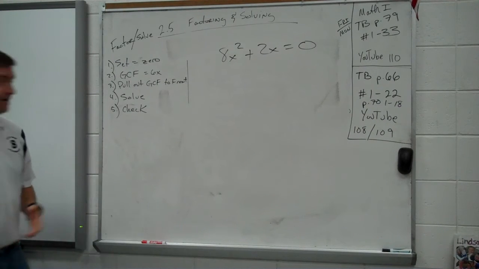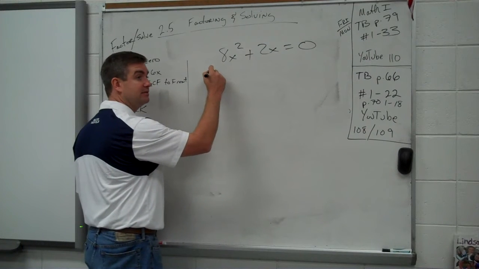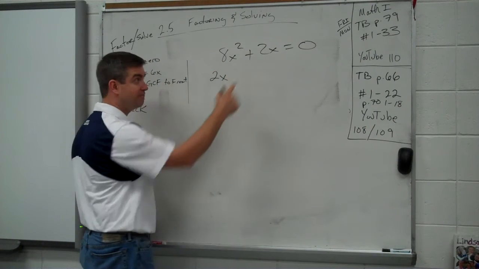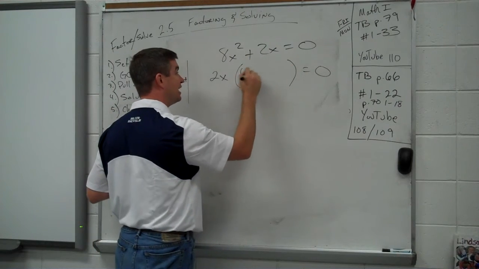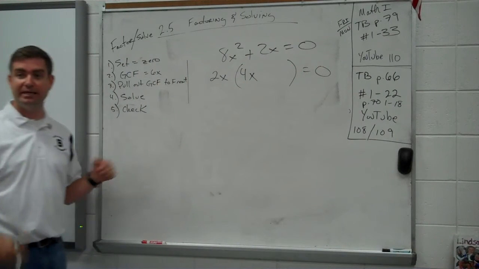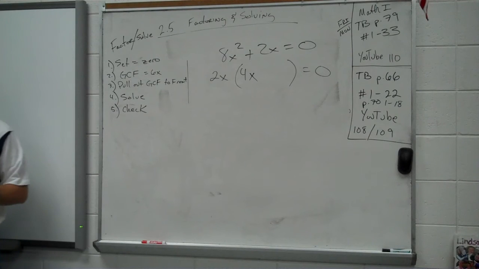Step number 2, the GCF. Everybody knows what the GCF is. 2x, not 4. 4 doesn't go into 2. 2x is my GCF. Everybody knows that I get 4x right there. Piece of cake. The problem that they have is what to do next. They don't understand what goes after the 2x.